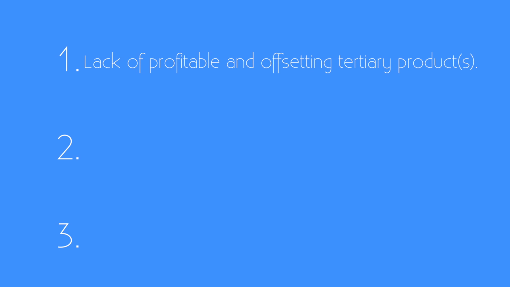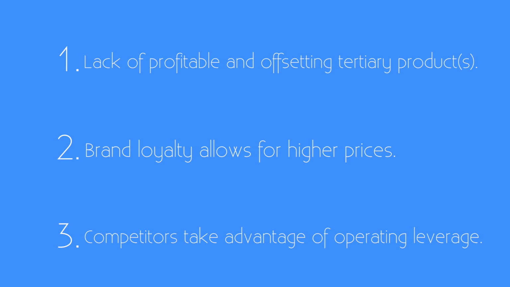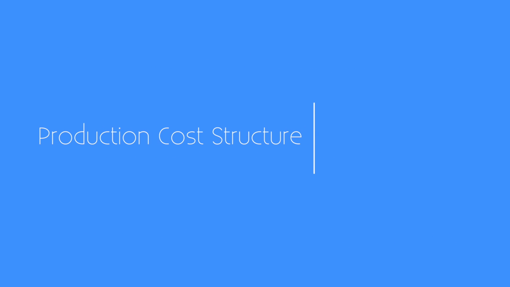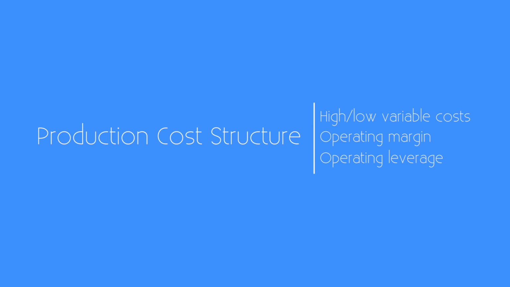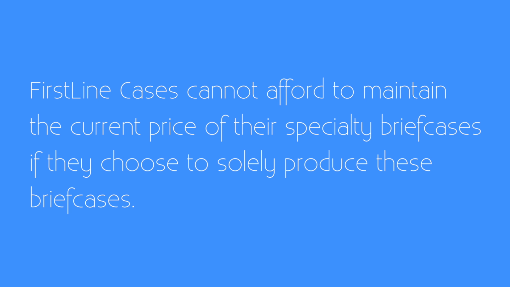Another reason could be that the competition created strong brand loyalty, which means that their customers are willing to pay more for the same product just to have a certain brand attached to it. Additionally, the competition could have analyzed that it is more profitable to sell fewer products at a higher price than to sell more products at a lower price. This all comes down to the production cost structure, whether the competitors have high or low variable costs and therefore operating margin. Whatever the reason is, ceteris paribus, First Line Cases cannot afford to maintain the current price of their specialty briefcases if they choose to solely produce these briefcases.